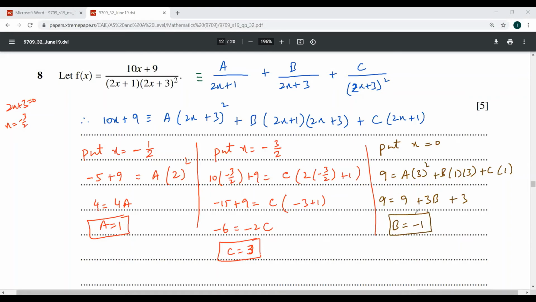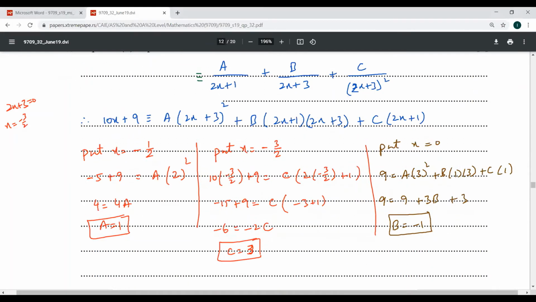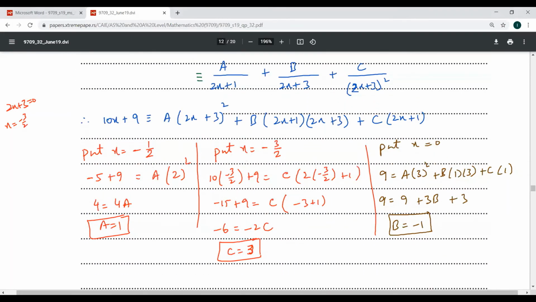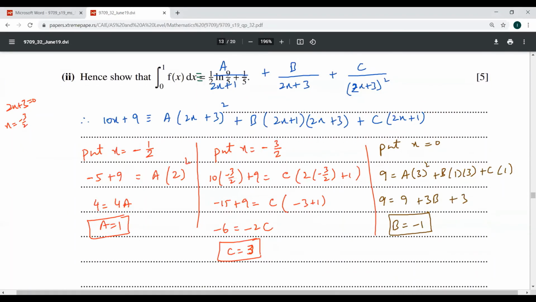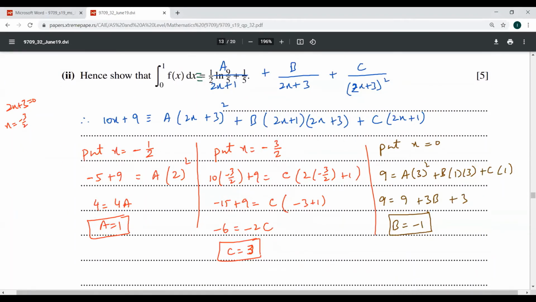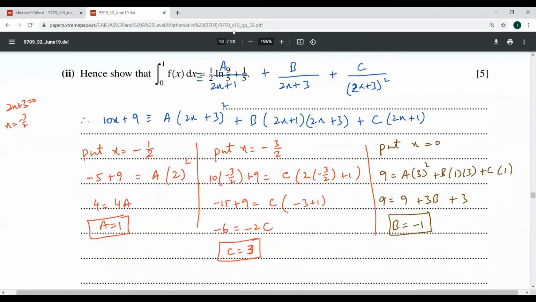Okay. So let me write it here so that I can clear this off. Let me go to the next part so that I can use this working here, and then I'll erase it. It says, hence show that the integral of this thing is this. Okay, so let me quickly write this.